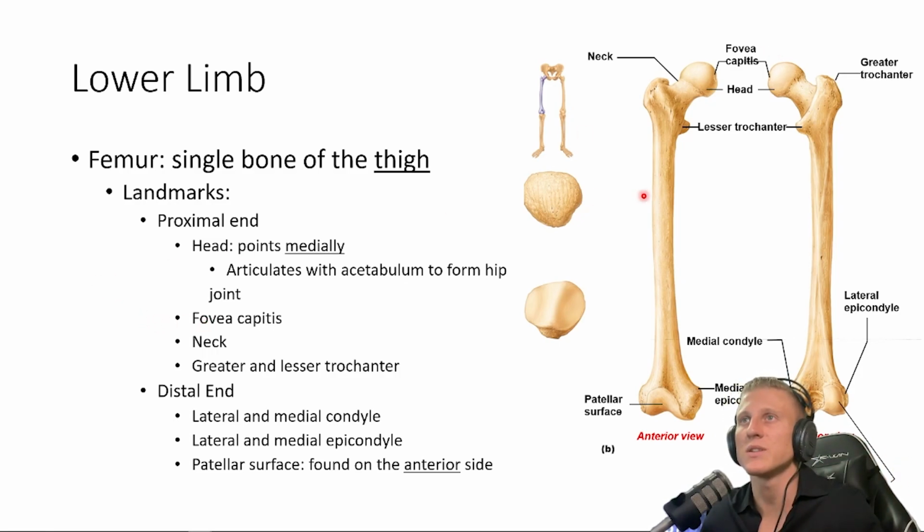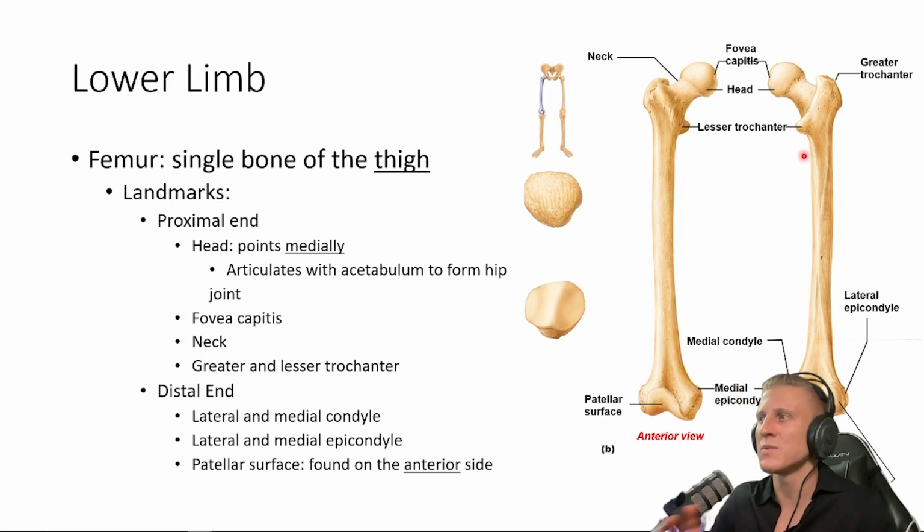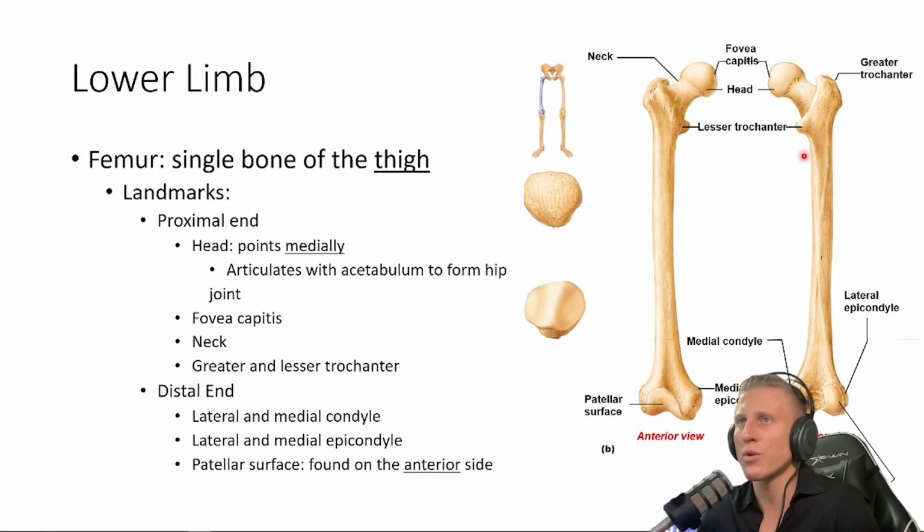Then, of course, we have a neck. This time it's noticeably more significant compared to the neck on the humerus that we've discussed previously. And then we have two features. We are going to note these here. We have the greater trochanter and lesser trochanter. So this is a word we've not encountered before. We've seen condyle, we've seen process, we've seen coracoid, those sorts of things. Trochanter is new to us.